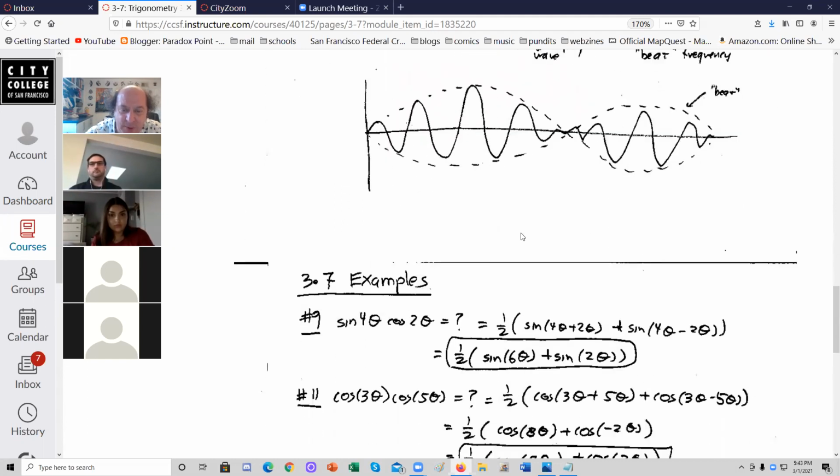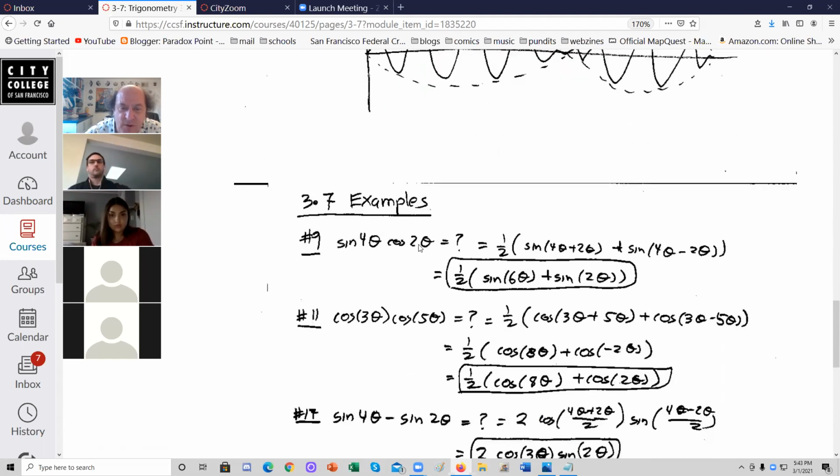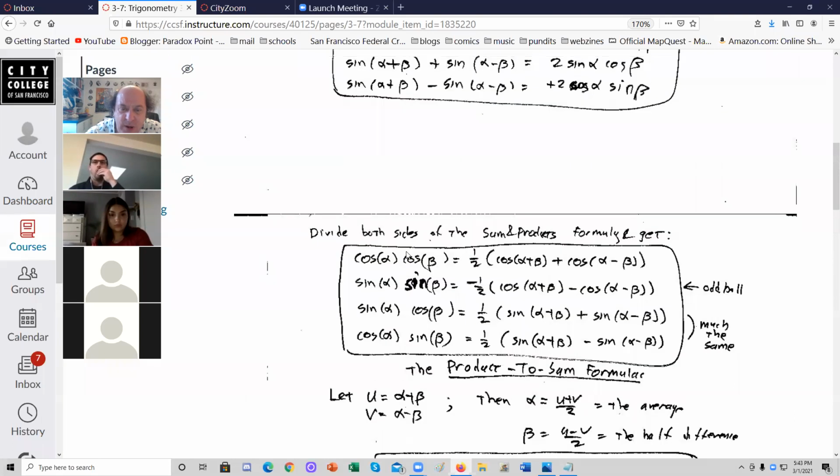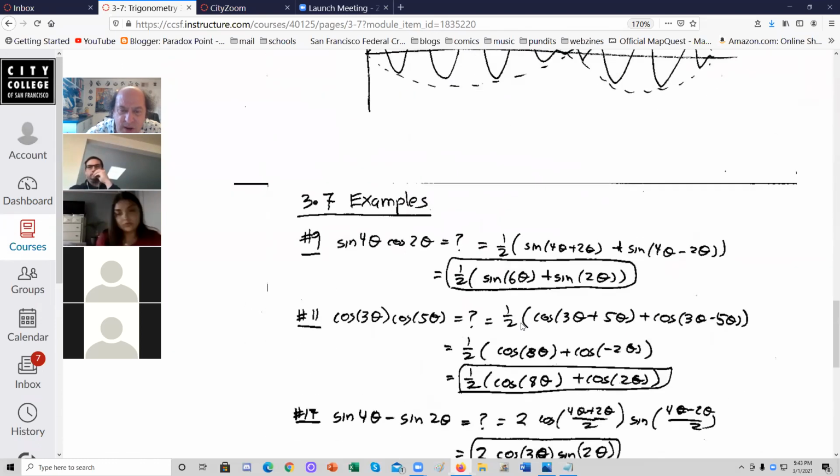Now, some examples. Sine of 4 theta cosine 2 theta. So sine times cosine. We're going to need the sine times cosine formula, a half of sine of sum plus sine of difference. So a half sine of the sum, 4 theta plus 2 theta, plus sine of the difference, 4 theta minus 2 theta. So it'll be half of sine 6 theta plus sine 2 theta.